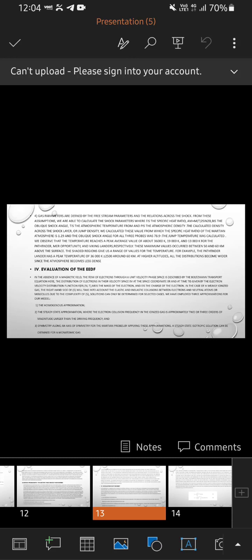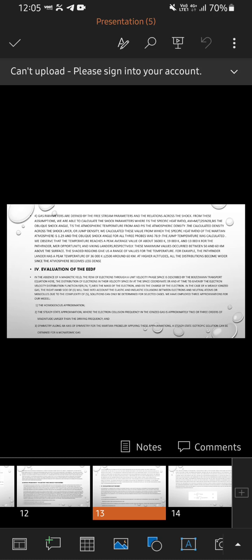The jump temperature was calculated. We observed the temperature reaches a peak average value of about 36,000 K, 19,000 K, and 13,000 K for the Pathfinder, Opportunity and Viking landers, respectively. These maximum values occur between 50 to 60 kilometers above the surface. The shaded region gives a range of values for the temperature. For example, the Pathfinder has a peak temperature of 36,000 K plus or minus 25,000 around the 60 kilometer altitude. All the distributions become wider since the atmosphere becomes less dense.